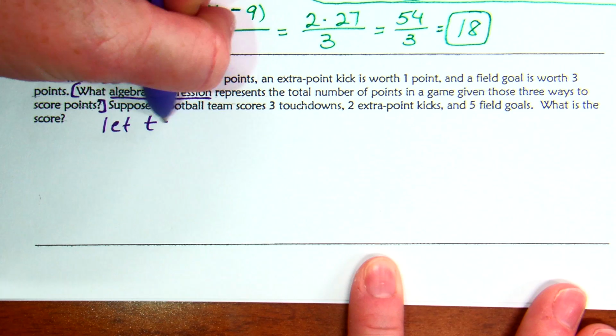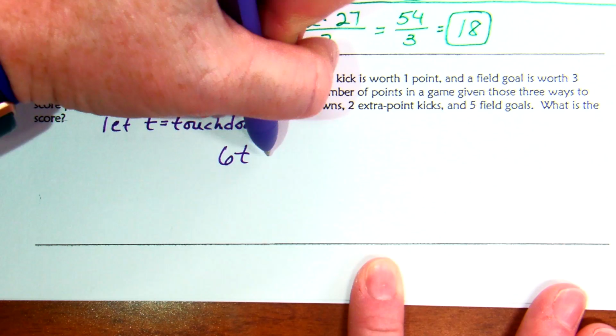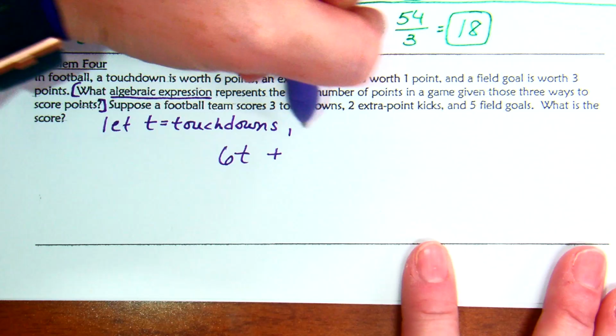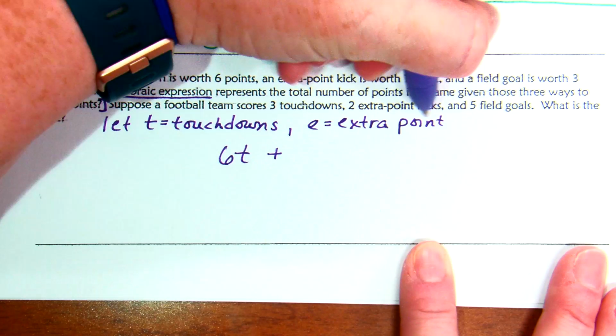Okay. What else? Plus 3f. Okay. You can also score a field goal. It tells us a field goal is worth 3 points. How many field goals are we going to get? f. We don't know, so we're going to use f. So f is for field goals. And so 3f. Do you see how I did that?